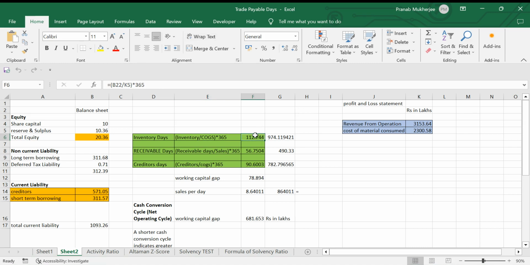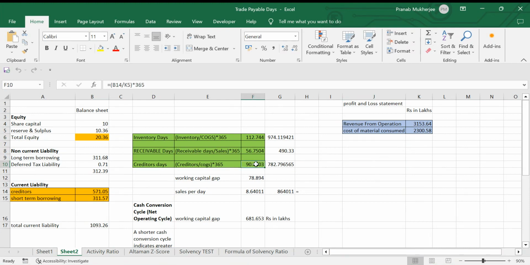It's too much. It is taking 112 days to convert from raw material to finished goods. It's a lot of time. It should be a quarter, or half, or less than that. So the company is not managing its inventory efficiently. Receivable days is receivables divided by sales, multiplied by 365. It comes out to 56.7. So the sum of these two is 169 days. That means the company is not efficiently managing its inventory, and this is very bad management.